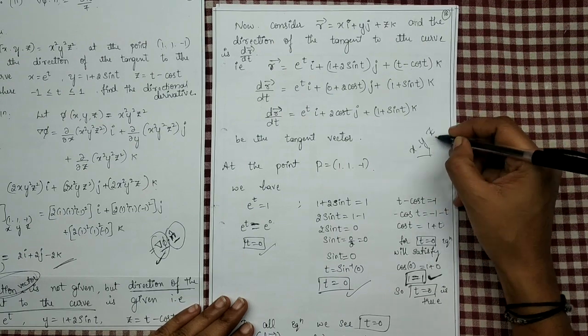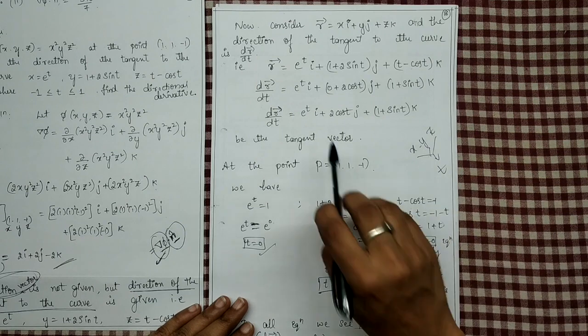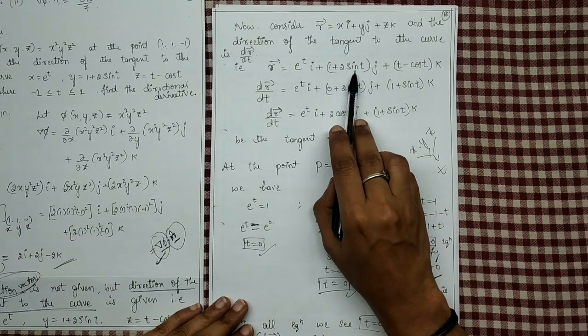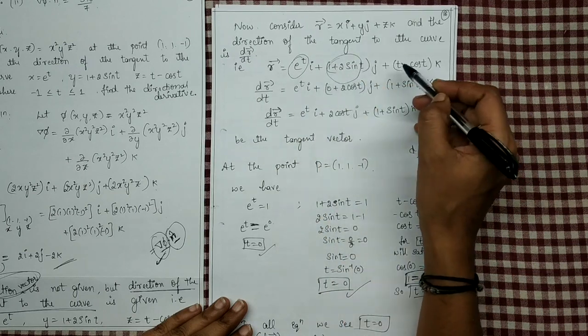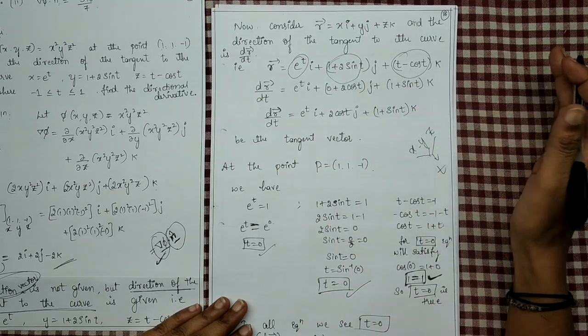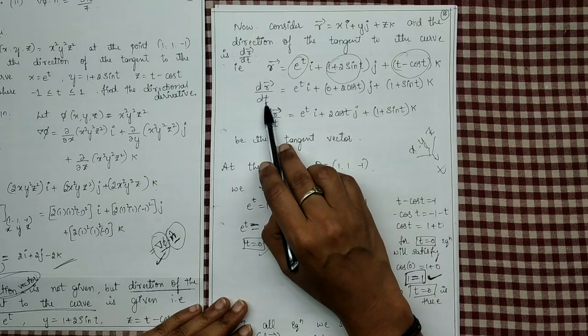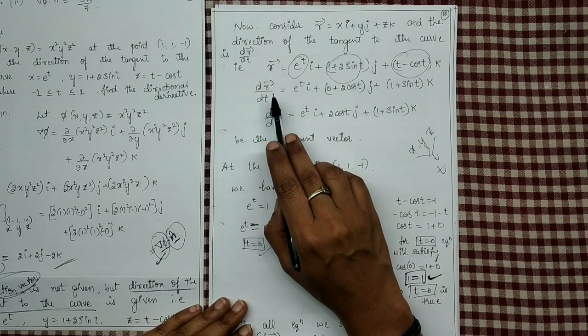The coordinates will be a function of a single parameter t. Here the single parameter t, see e^t, sin t, t cos t, these x, y, z are the functions of t. So let us differentiate that with respect to t. That will be the direction of the tangent to the curve.